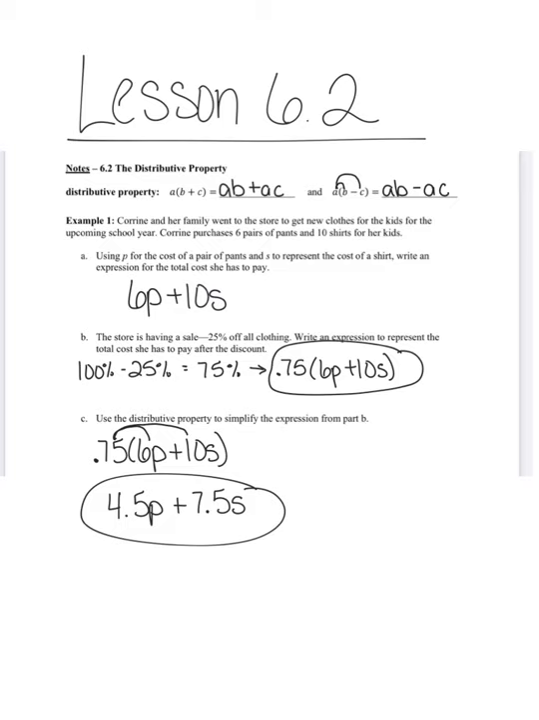So now what we have here with this final expression of 4.5P plus 7.5S is how I would figure out my total at the store if I were Corinne, where I am applying that discount of 25% off. This would be the expression I would use to find my grand total, buying 6 pairs of pants and 10 shirts.